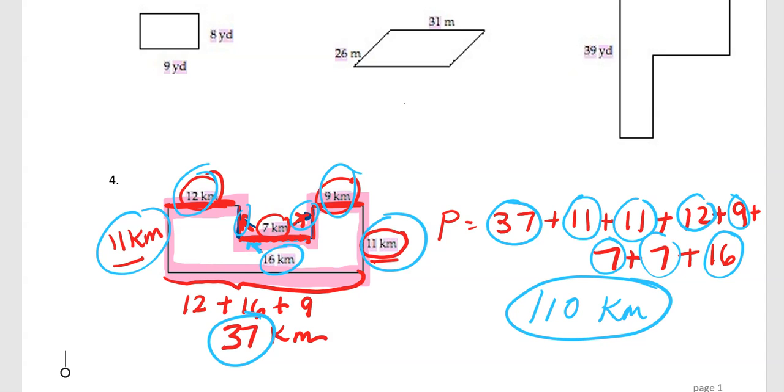Now, we could have also done the 37 twice to shorten this up, since this 12 plus 16 plus 9 along the top is basically a second one of these 37s. But the key is we definitely don't want to forget that there are 2 of those vertical sides that give us 7 kilometers.